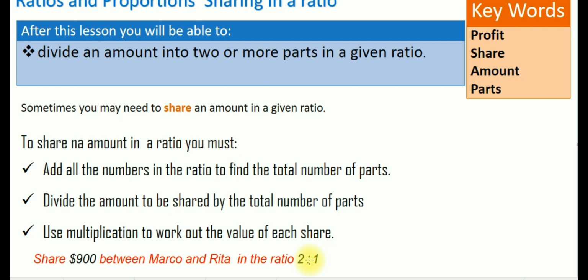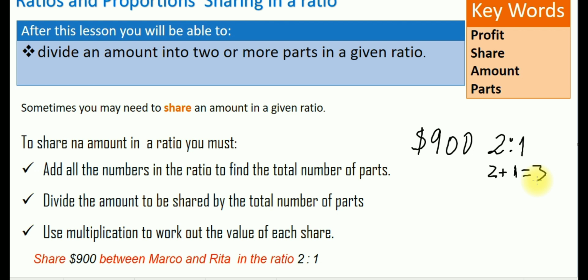The first step is to add all the numbers in the ratio. So which numbers do we have? The amount is $900, and the ratio is 2:1. So the first step is to add the numbers in the ratio. 2 plus 1 equals 3.